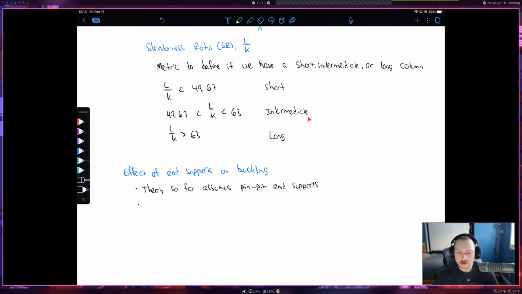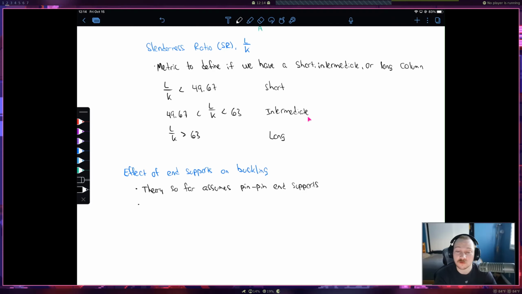Okay, so again, our theory so far was assuming that we had a pin-pin end support, but we can have fix-fix or fix-pin. So to deal with that, we're going to use the concept of effective length. Effective length is defined as the equivalent length for a column that's pin-pin. So if we have a fix-fix end support column, we're going to use effective length to say, for that fix column, the effective length for a pin column is going to be this. So we have an equation for that.